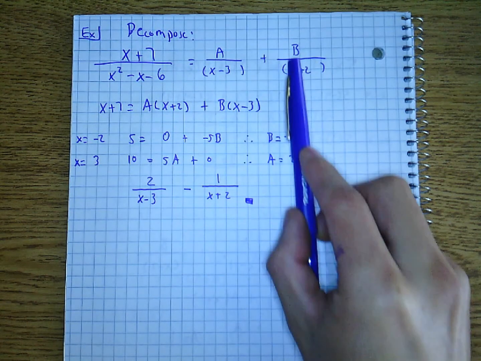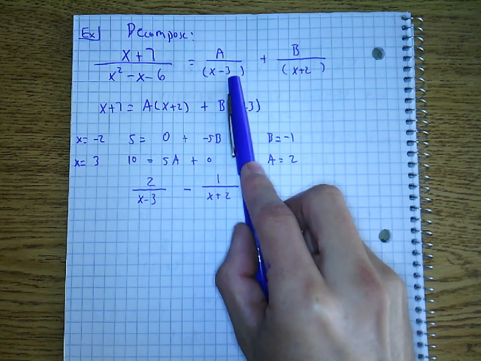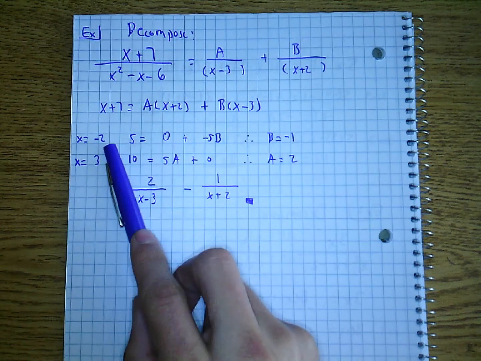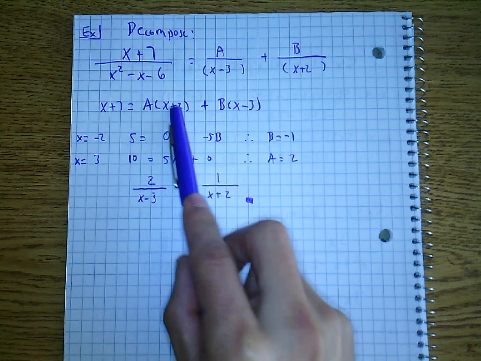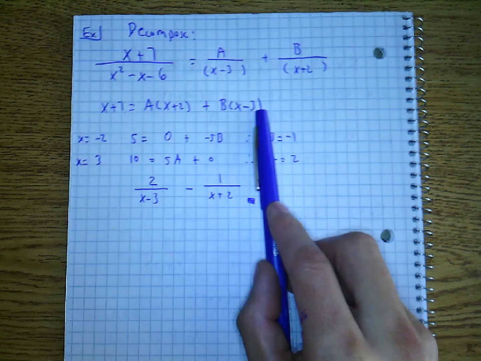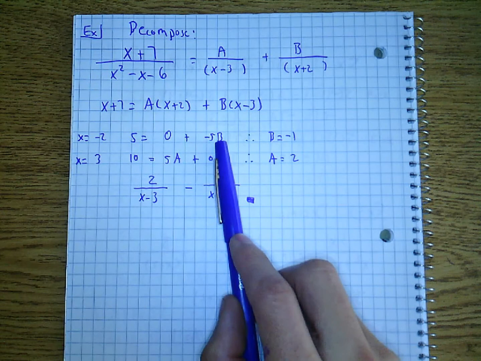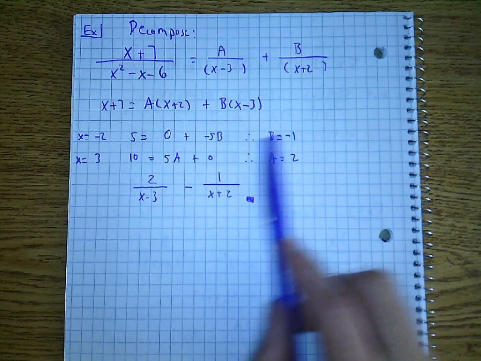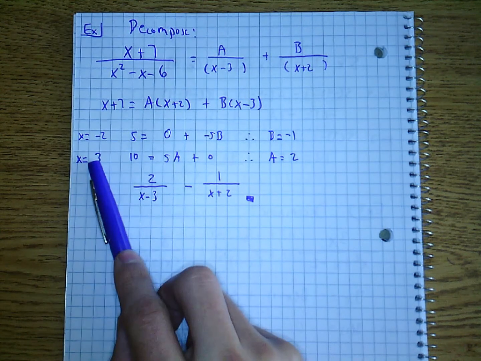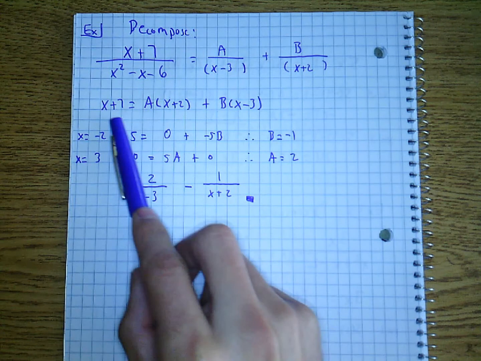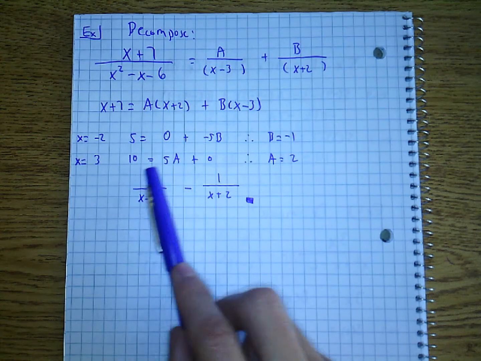I tried the value of negative 2 so that I can make the a go away. Negative 2 plus 7 gives you 5, and then negative 2 minus 3 gives you a negative 5. B, so negative 5b equals 5 means that b has to be a negative 1. I tried the value of 3 so that I can make this factor go away, which gives me 5a is equal to 10. Divide by 5, that gives me that a is equal to 2. Therefore, I have 2 divided by x minus 3.